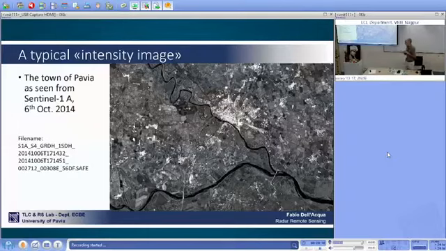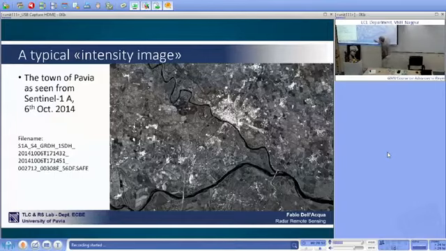When I say radar is sensitive to shape, this is an example. It's a Sentinel-1 data set that I downloaded from the Copernicus portal. It's of our hometown. Once more, like in the case of the sea, you see, this is the city, this is Pavia. And it's on the river called Ticino, which flows into the larger river called the Po.